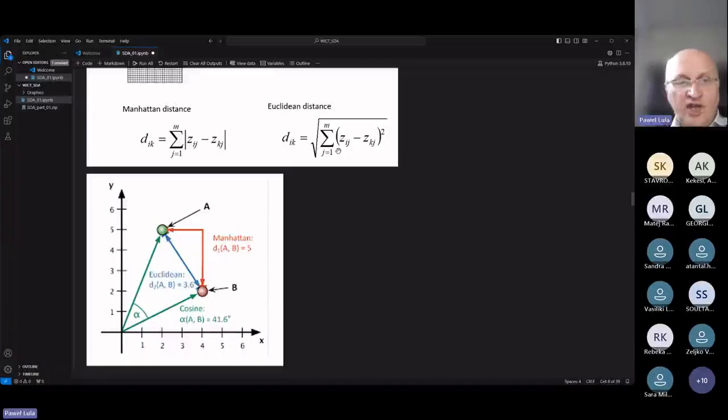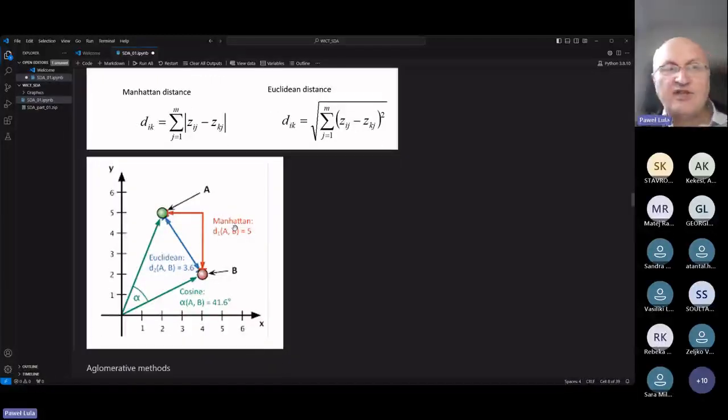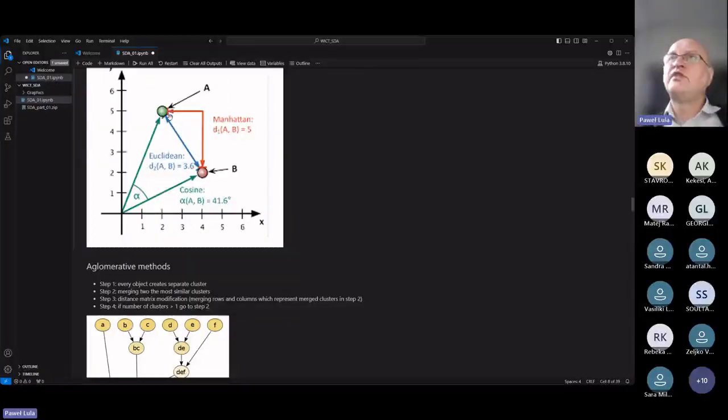So the interpretation for this formula is very simple. And very often, this measure, the Euclidean measure, is used for calculating distances between objects which are described by numerical variables. Also in our examples, I will use this method for calculating distance. I will use Euclidean distance.